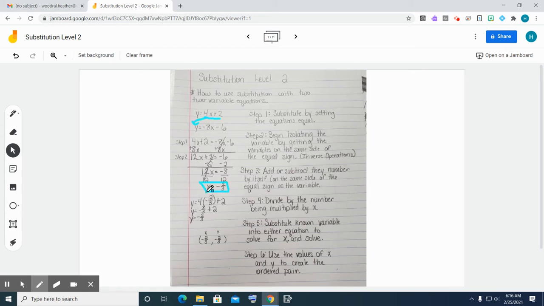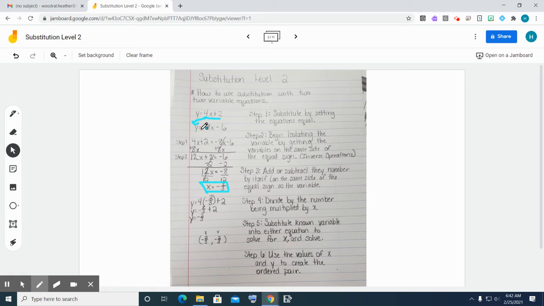All right, step 5 says, okay, so we now know what x equals. You can see that right there. We know that x equals negative 2/3. So step 5 says we're going to substitute that known value into either of the equations for x, and we're going to solve it. All right, so since we know our x value here, we're going to come in. We're going to choose either one of these. It doesn't matter. And you can see I chose this equation right here.